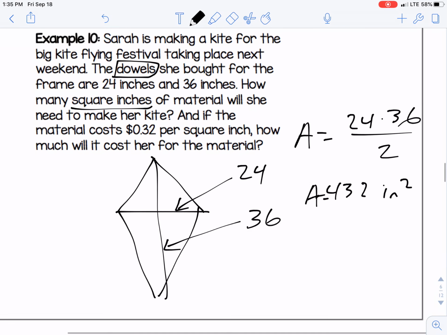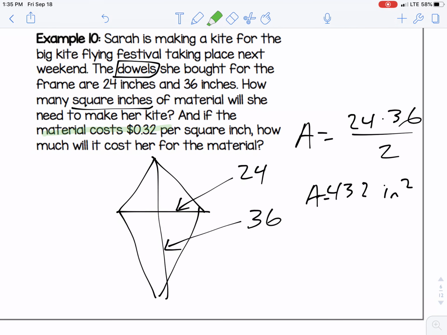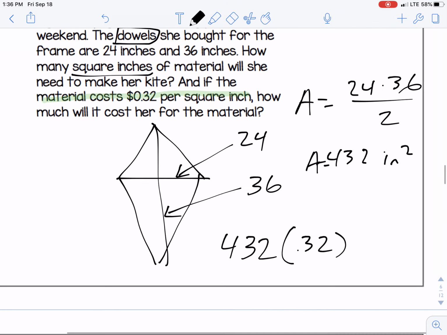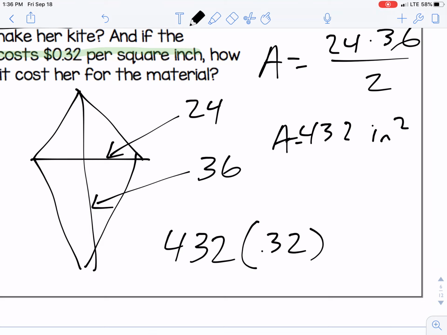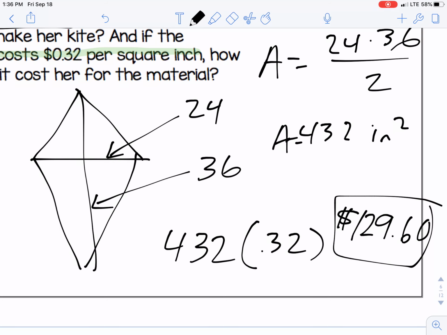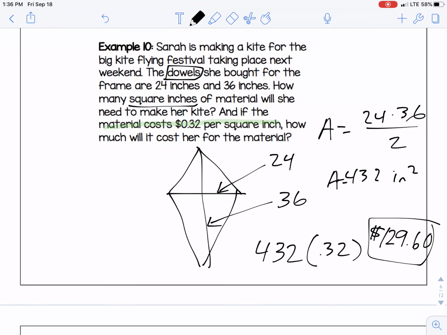All right, now we have to answer the second question. If the material costs 32 cents per square inch, how much will it cost for the material? Well, if I need 432 square inches and I know it's 32 cents, I'm going to multiply those together. You get the world's most expensive kite. It would be $129.60 to cover up this particular kite. It's a lot of money, a lot of dough.